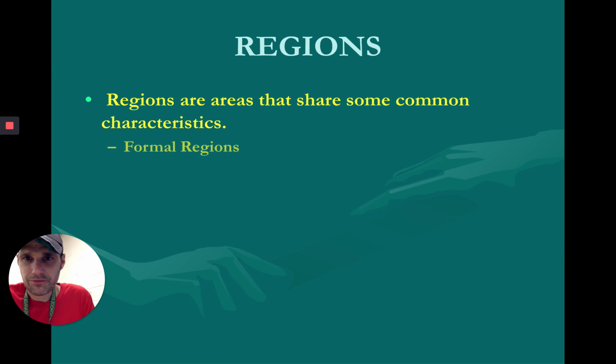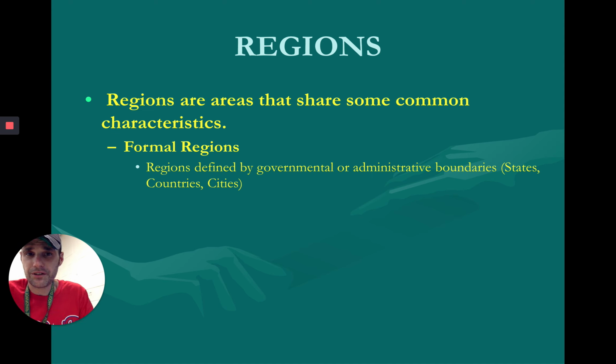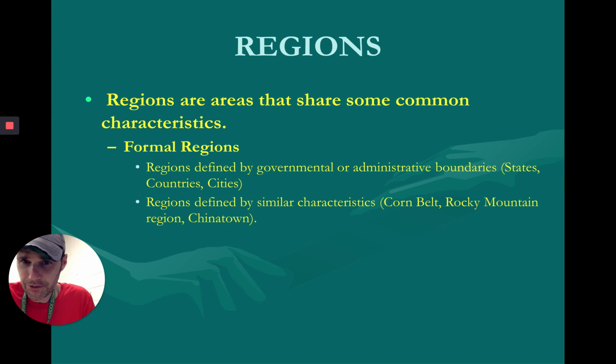Okay, now regions. Regions are areas that have common characteristics. So there's formal regions, and that's the regions that your government, that's map regions. Regions have similar characteristics like the Corn Belt, the Rocky Mountains. You might even have Chinatown. It seems that all major cities seem to have a Chinatown. New York has one. Philadelphia has one. I've been to San Francisco. San Francisco has a huge Chinese population. Again, here in the Northeast, we have some good growing areas, but we really are defined by our seacoast and our weather.